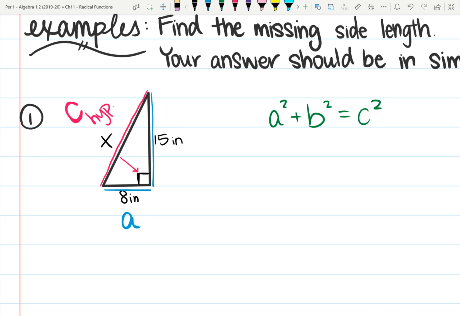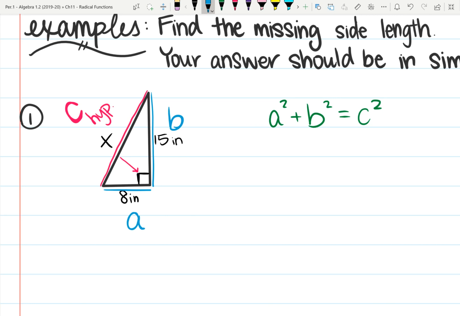Miss Lee, can I change A and B? Can this one be A and this one be B? Yes. Again, the legs can be switched, but the hypotenuse has to always be C. So A and B can be switched, but C is always the hypotenuse.